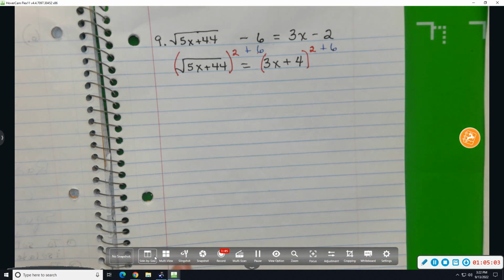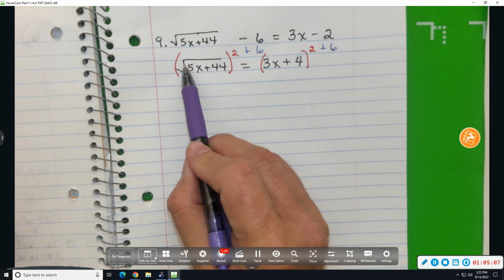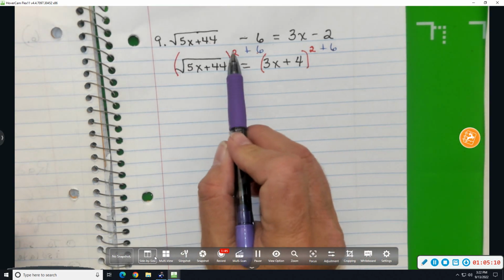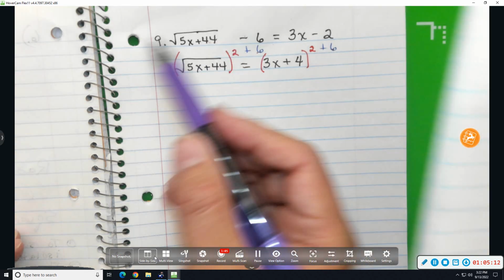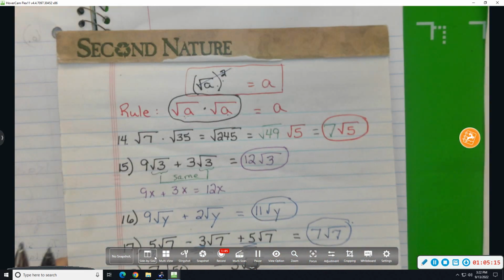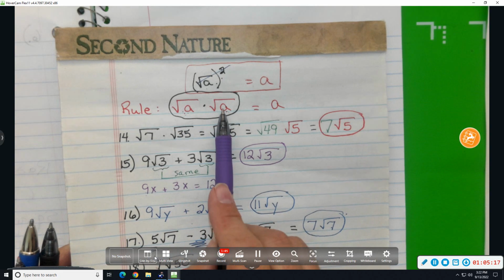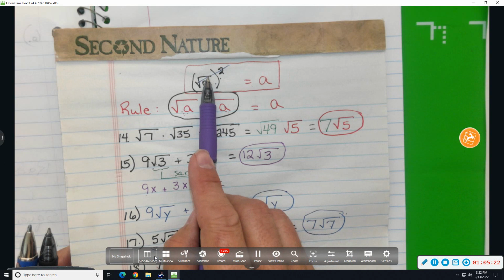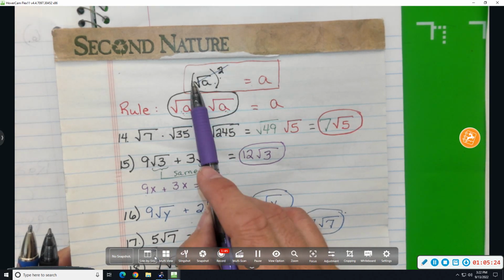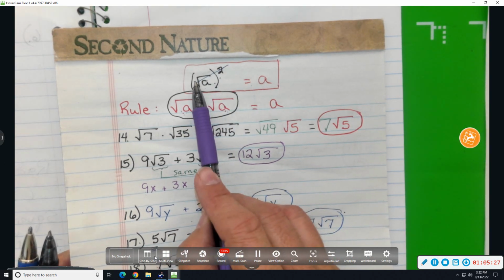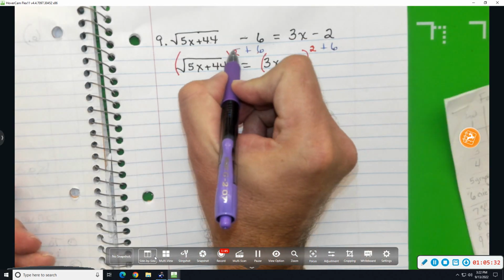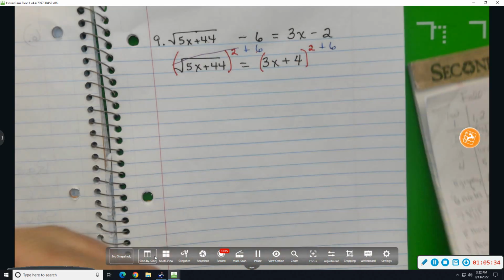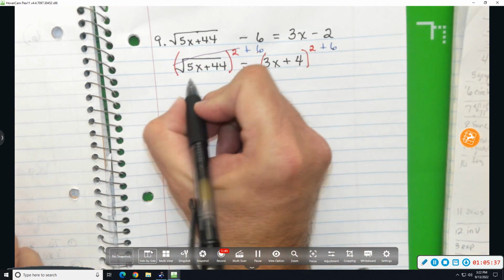And the left-hand side is going to simplify really easily. A square root and a square cancel each other out. This is something from the first day of the semester. Square root times square root, or a square root and a square cancel each other out. We'll be using that off and on all semester. So on the left-hand side, all I have is 5x plus 44.